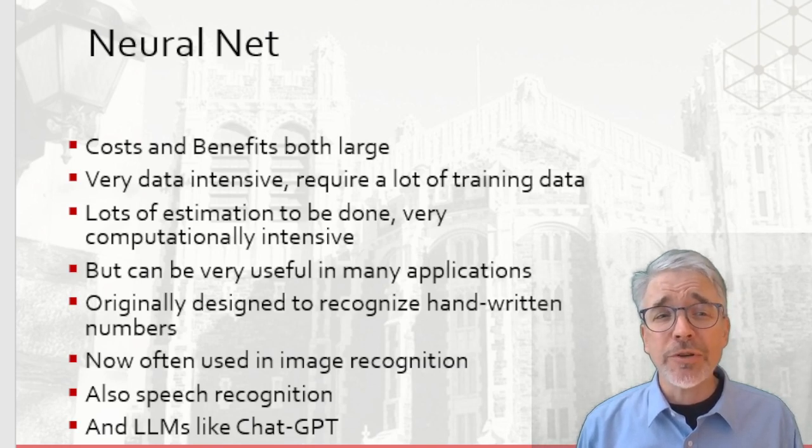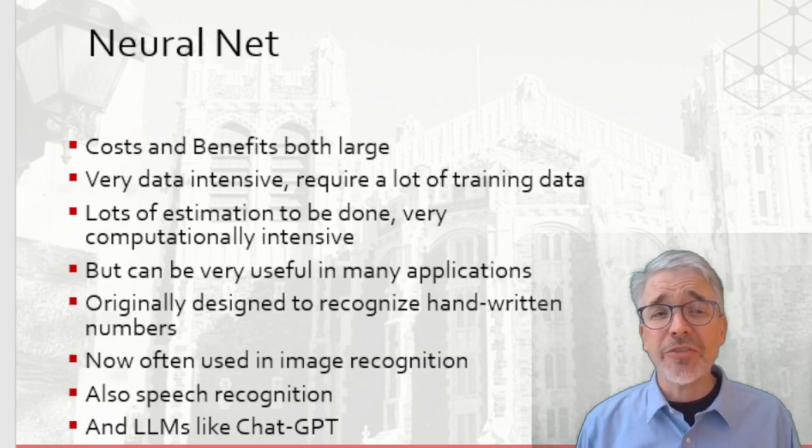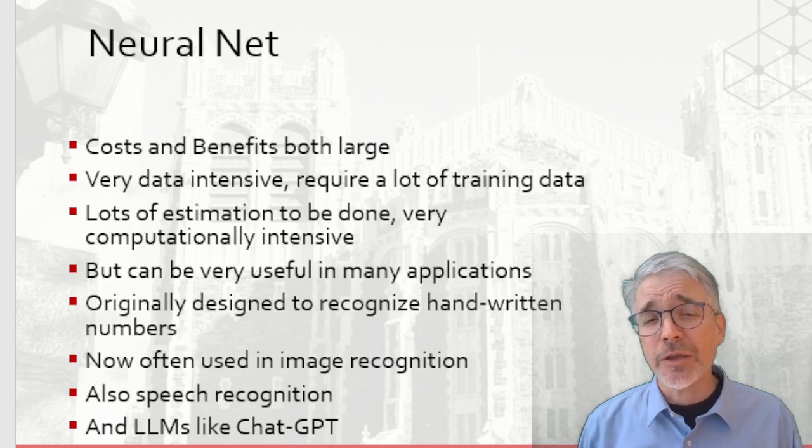The models were originally developed to recognize handwritten numbers. The US Post Office wanted machines to be able to read the zip codes on letters instead of having it done by humans. But the range of application has grown a lot since then.